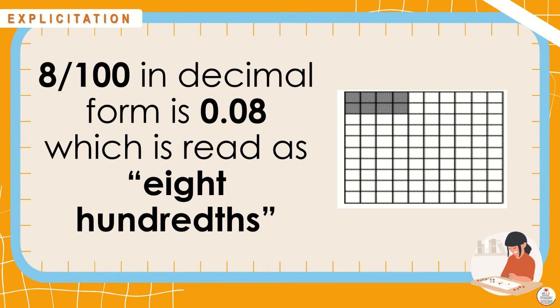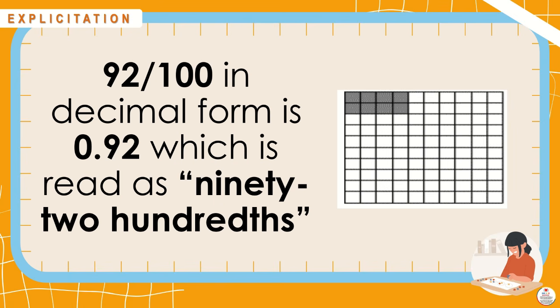8/100ths in decimal form is 0.08, which is read as 8 hundredths. 92/100ths in decimal form is 0.92, which is read as 92 hundredths.